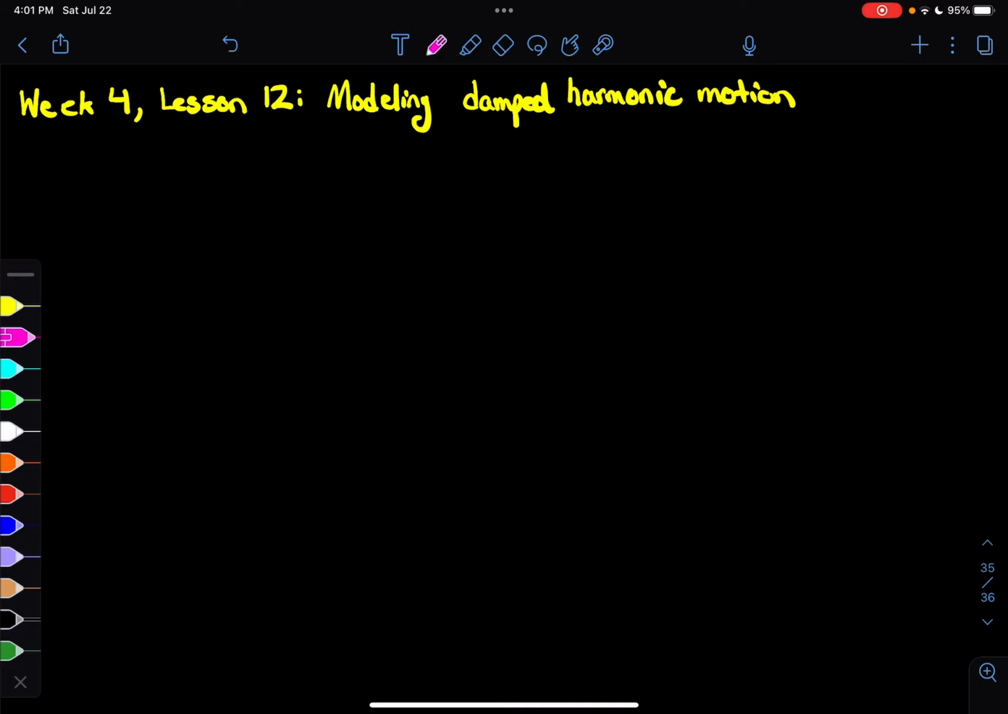And it's actually very simple. It's not too bad. But first, let me provide two definitions. First, we need to define harmonic motion. Harmonic motion is a type of periodic or oscillatory motion.